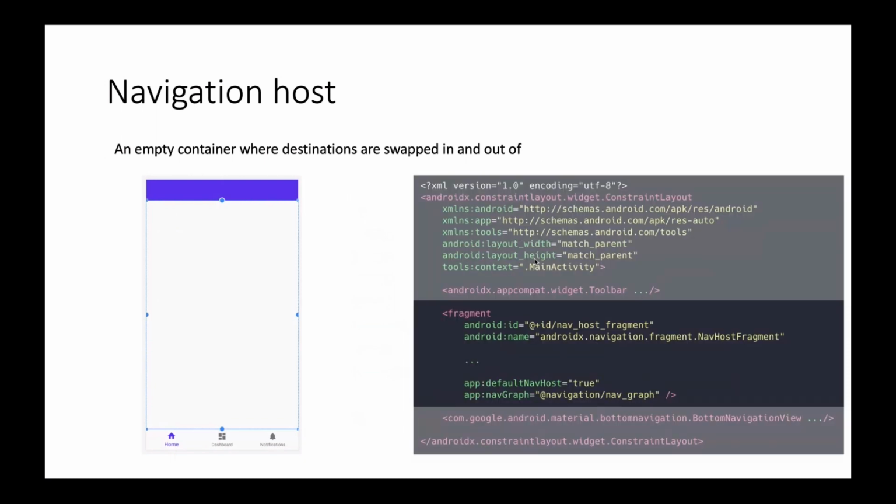So it would look something like this. It's your standard activity layout. You have a constraint layout and a toolbar at the top and a bottom navigation at the bottom, and you have a fragment view, where the only difference from a typical fragment is the name here. This points to a host implementation. A host implementation knows how to swap in and out different destinations.